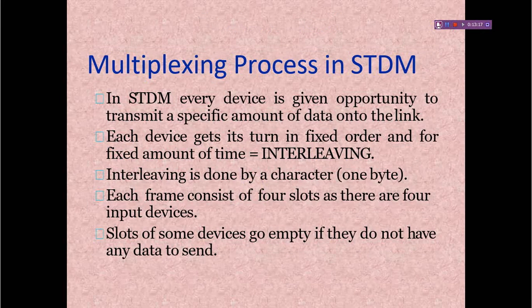Then the multiplexing process in synchronous time division multiplexing. In STDM, every device is given the opportunity to transmit a specific amount of data into the link. Each device gets its turn in fixed order and for a fixed amount of time, that is interleaving. Interleaving is done by a character, 1 byte. Each frame consists of 4 slots as there are 4 input devices. The slot of some devices goes empty if they do not have any data to send.